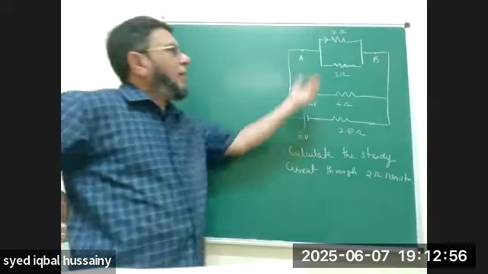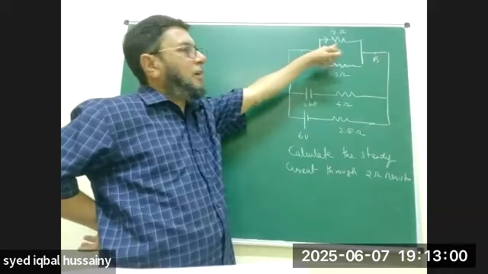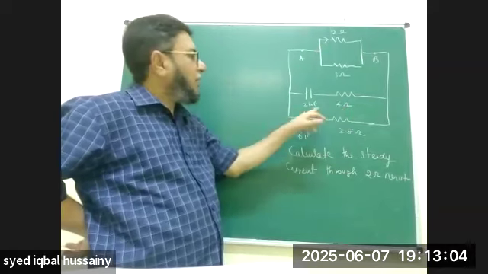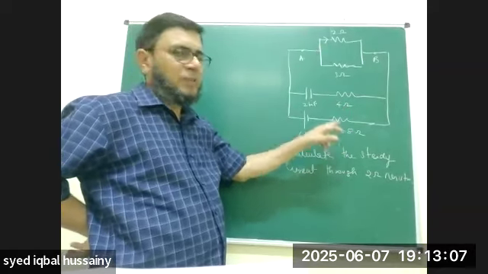Okay. Then what? Brother, listen here. 2 ohm is there, 3 ohm is there. This is in parallel. Here a 4 ohm is connected. Here a 2 microfarad capacitor, 0.8 ohm resistance.